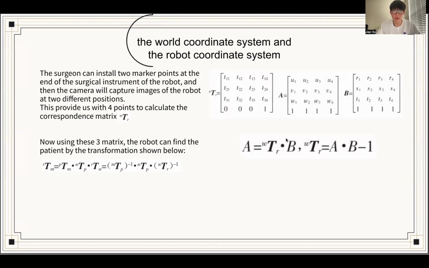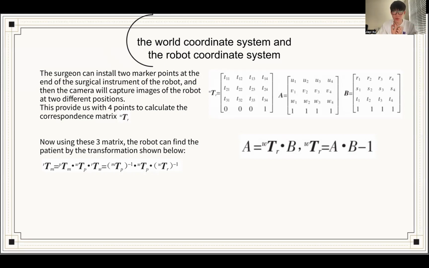And the last one is the world coordinate system and the robotic coordinate system. This is really similar. The surgeon can install 2 marker points at the end of the surgical instrument of the robot and at the front of it. So, 2 points at the end of the robot and 2 points at the starting point of the robot. Now we have 4 points.